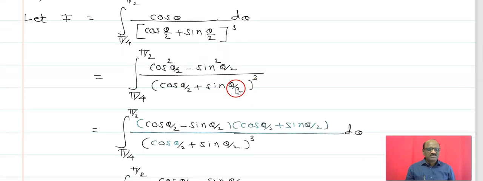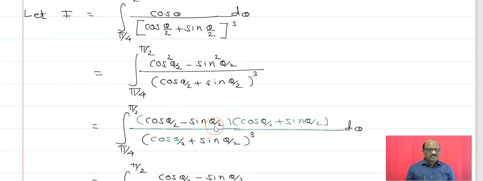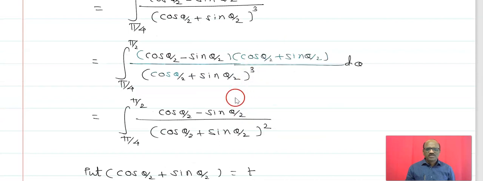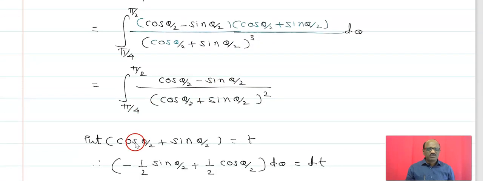And we can split this up. That is cos of theta by 2 minus sine theta by 2, that is a square minus b square, and then you will get cos of theta by 2 minus sine theta by 2 into cos of theta by 2 plus sine theta by 2. To the numerator, here is 1 power and here is 3. That is, the 1 power will get cancelled from the denominator and the numerator and you will get this form. That is integral pi by 4 to pi by 2 cos of theta by 2 minus sine theta by 2 upon (cos of theta by 2 plus sine theta by 2) squared. I forgot to write here d theta.